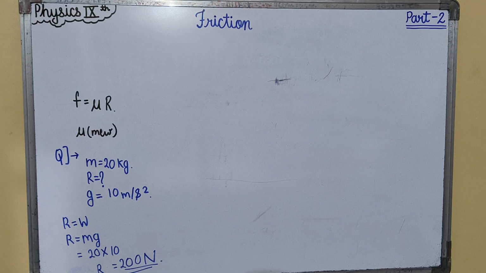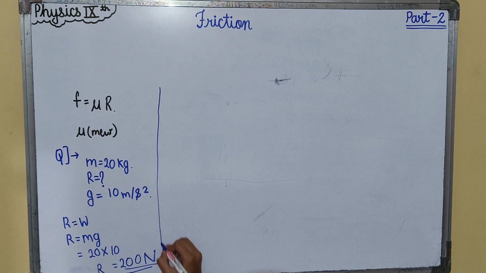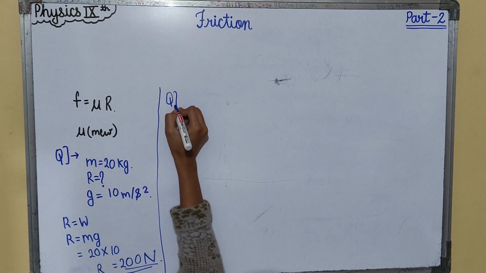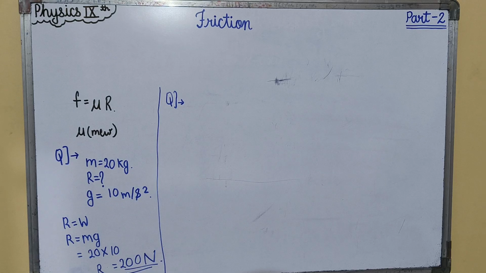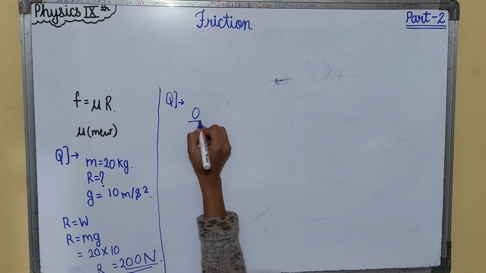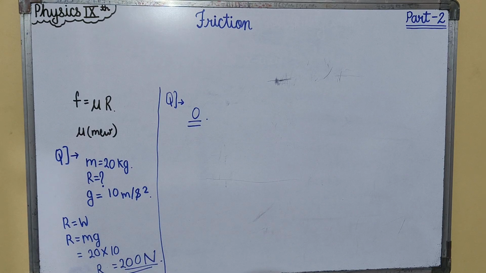Now there is an interesting question. The question says that a body of mass 25 kg is placed on a horizontal surface of coefficient of friction 0.5. Find the frictional force acting on the body. So the answer will be 0. Why? Because there is no external force acting on the body. So that's why we cannot find the frictional force acting on the body.